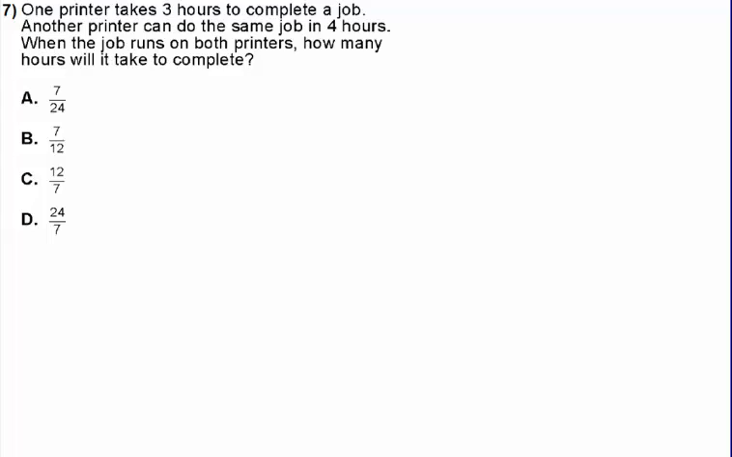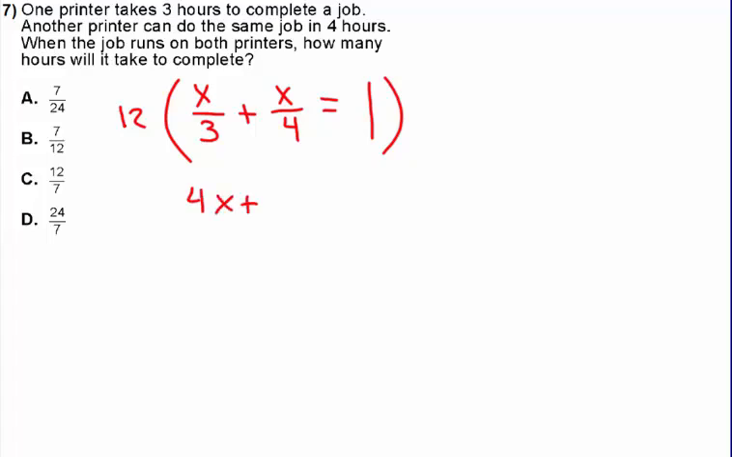Okay, so with this problem here, we just kind of have to think logically about this. It takes 3 hours to complete a job with one printer. Another printer can do it in 4 hours. So that job over 3 and then that job over 4 equals the amount of time to complete that one job for both printers. So I'm going to multiply everything by 12 just to clear out the fractions.